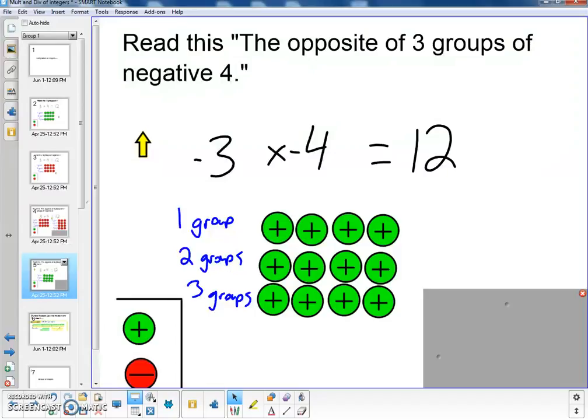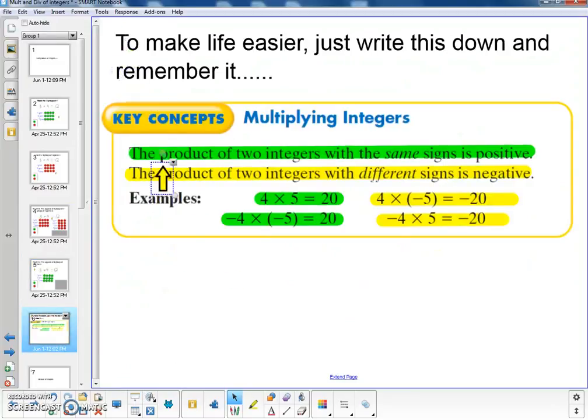I know some of you are confused about those last two slides. To make it easier, let's just write this down and remember it. When you are multiplying integers, highlighted in the green, the product of two integers with the same signs is positive. Right here, I've got a positive number times a positive number, and the product is positive. I've got a negative integer times a negative integer, and the product is positive. When the signs are the same, positive, positive, or negative, negative, the product is always positive.